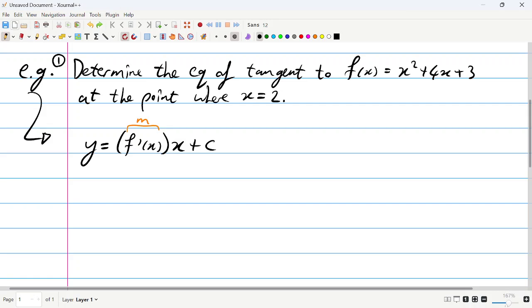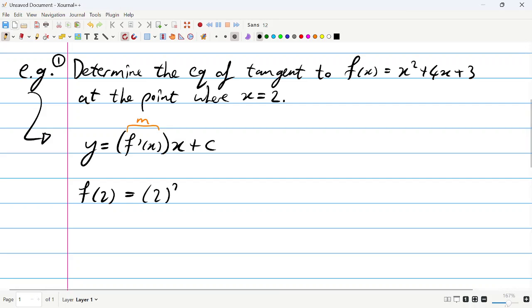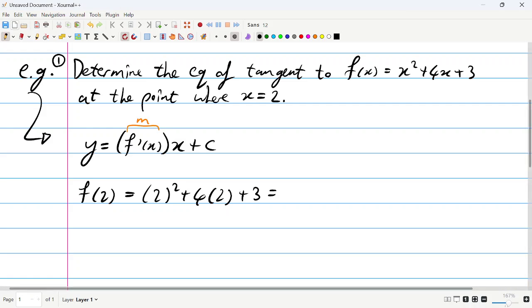So first things first, at x equals 2, we have f of 2 which is equal to 2 squared plus 4 into 2 plus 3. And what is this equal to? This is just going to be 4 plus 8, which is equal to 12. 12 plus 3 is equal to 15. So this implies to us that at x equals 2, our coordinate would be (2, 15), because this is our y value, our output. So there we go. We just found our x and y values.